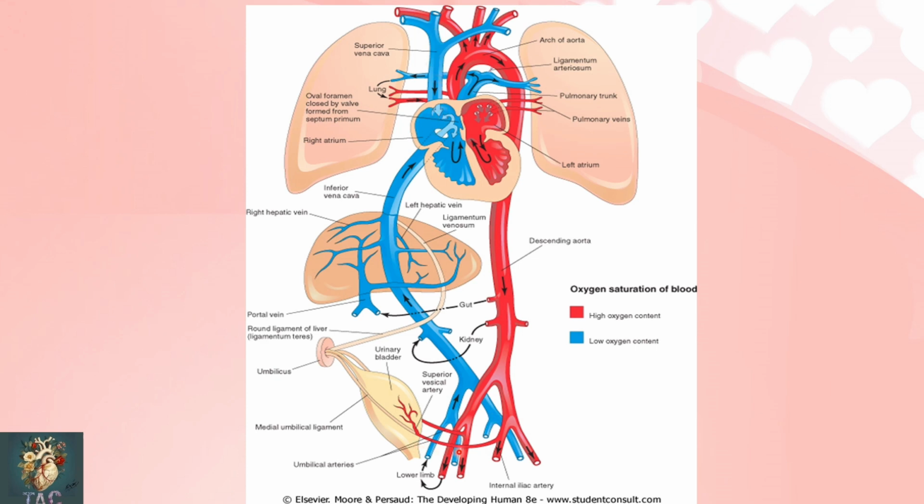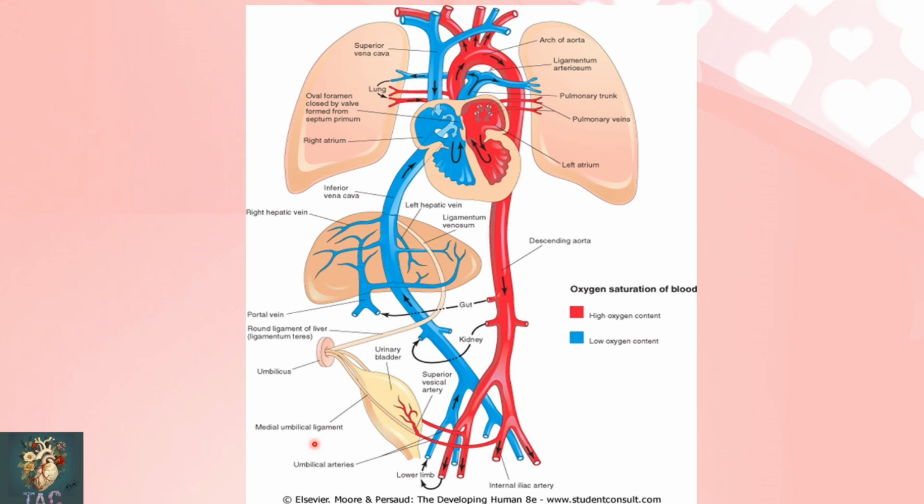Another important point to remember is these are the umbilical arteries, which were returning deoxygenated blood from the body to the placenta in fetal life. So when the changes occur in other vessels, the changes also occur in the umbilical arteries. The distal part of the umbilical arteries disappears and forms the medial umbilical ligament.